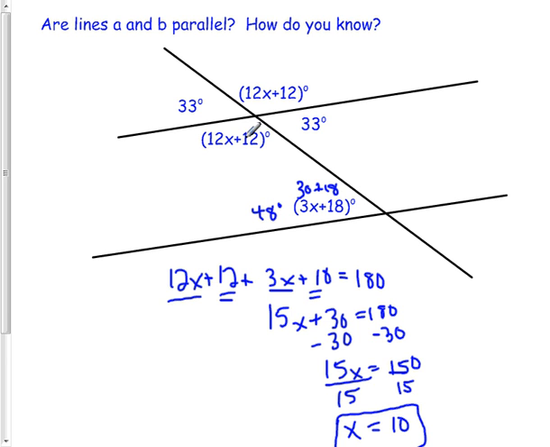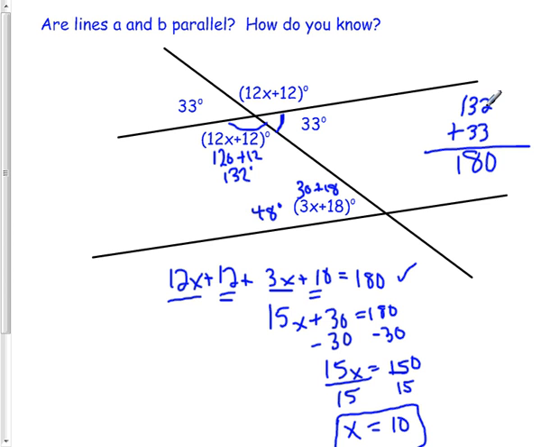Okay? And then over here, if we've found that x is 10, then we get 12 times 10, that's 120, plus 12, and that's 132. And 132 plus 48, that does equal 180, and it should, because that's how we figured out what x is. But now what we need to do is, if this angle is 132, does it make sense that this one is 33? So the thing is, these linear pair right next to each other, they have to add up to 180. So my question is 132 plus 33 equal to 180?